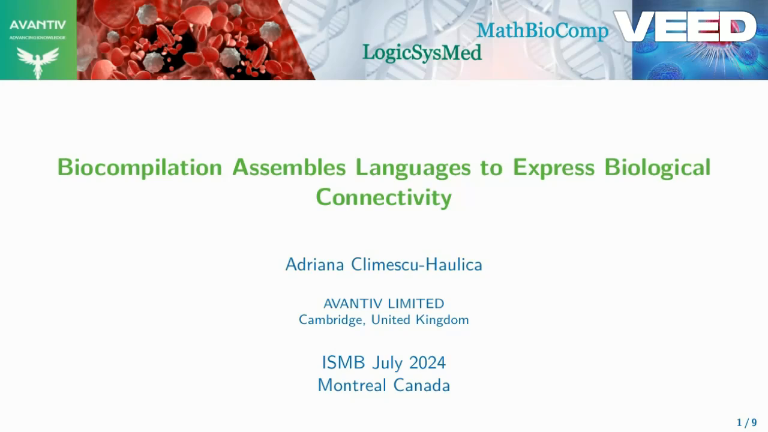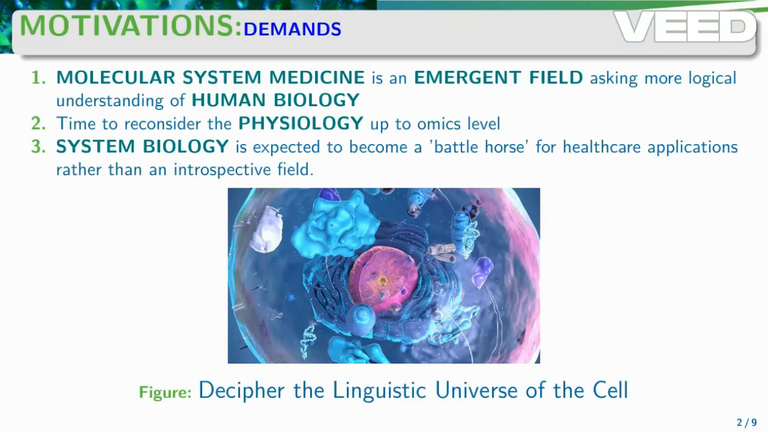Avantiv is a company focusing on high-level mathematical modeling. The progress made by computational biology is huge, so the future is great. But the expectations are to have a better understanding of the cell and consequently of human biology. The benefits will be great for molecular systems medicine, and the physiological mechanism has to be explained up to the omics level. The impact of systems biology will be, in this case, scale.